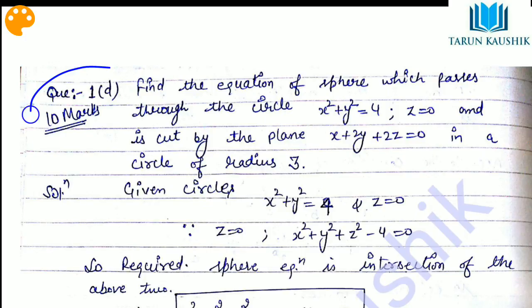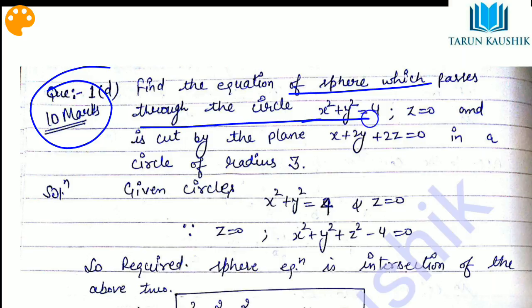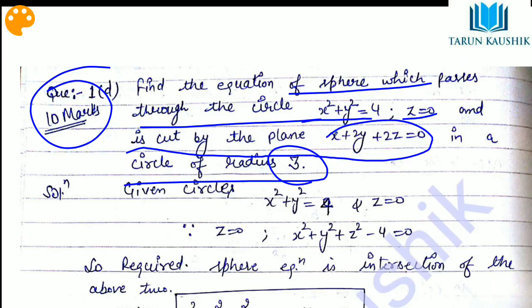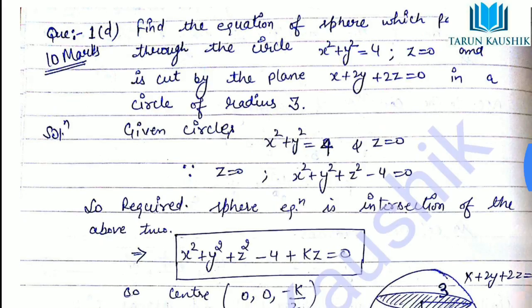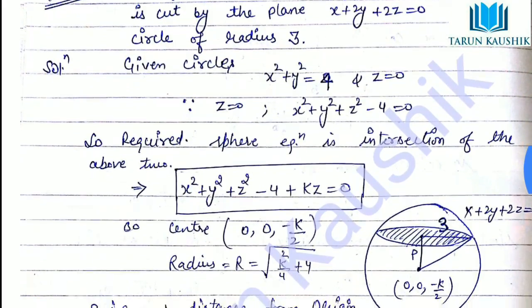This is a compulsory question for 10 marks. We have to find the equation of the sphere which passes through the circle x square plus y square equals 4 and z equals 0, and is cut by the given plane in a circle of radius 3. So the radius is given, the plane is given, and the circle is given. Also z equals 0 is given.